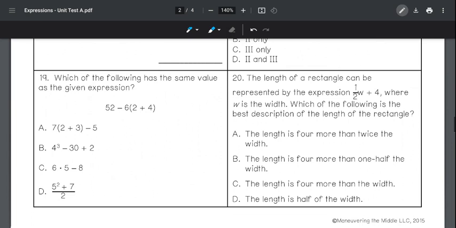Number 20. The length of a rectangle can be represented by the expression 1/2 W plus 4, where W is the width. Which of the following is the best description of the length of the rectangle? A. The length is 4 more than twice the width. B. The length is 4 more than 1/2 the width. C. The length is 4 more than the width. Or D. The length is half of the width.